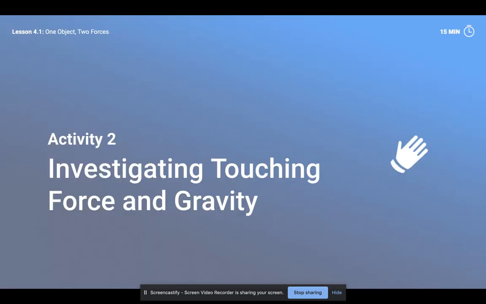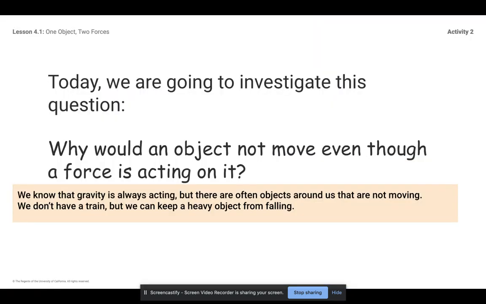We're going to start with today's first activity. It's investigating force and gravity. So we're going to be keeping this question in mind. Why would an object not move even though a force is acting on it? We know that gravity is always acting, but there are often objects around us that are not moving. We don't have a train, but we can keep a heavy object from falling.